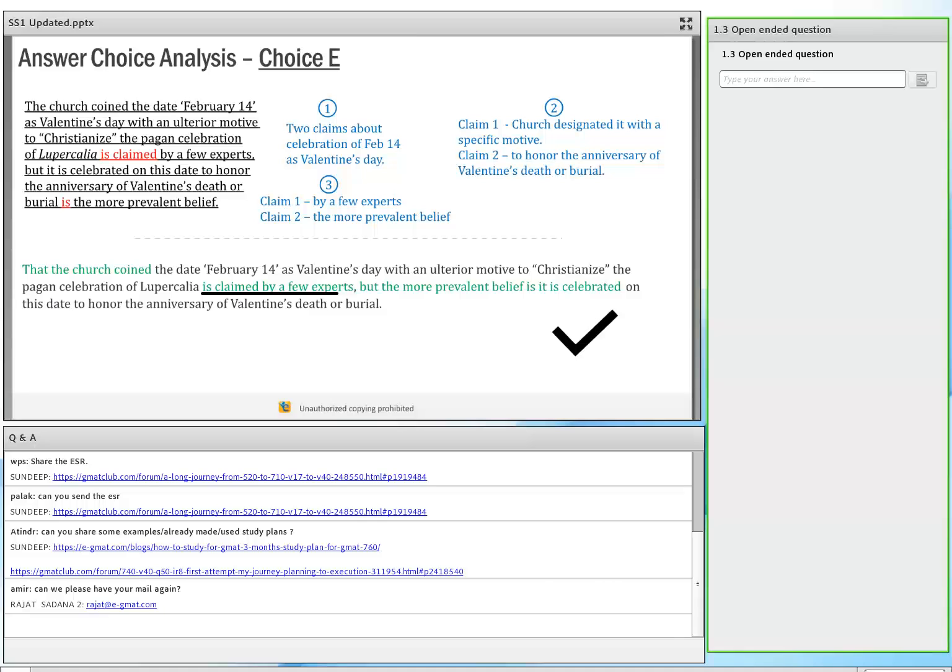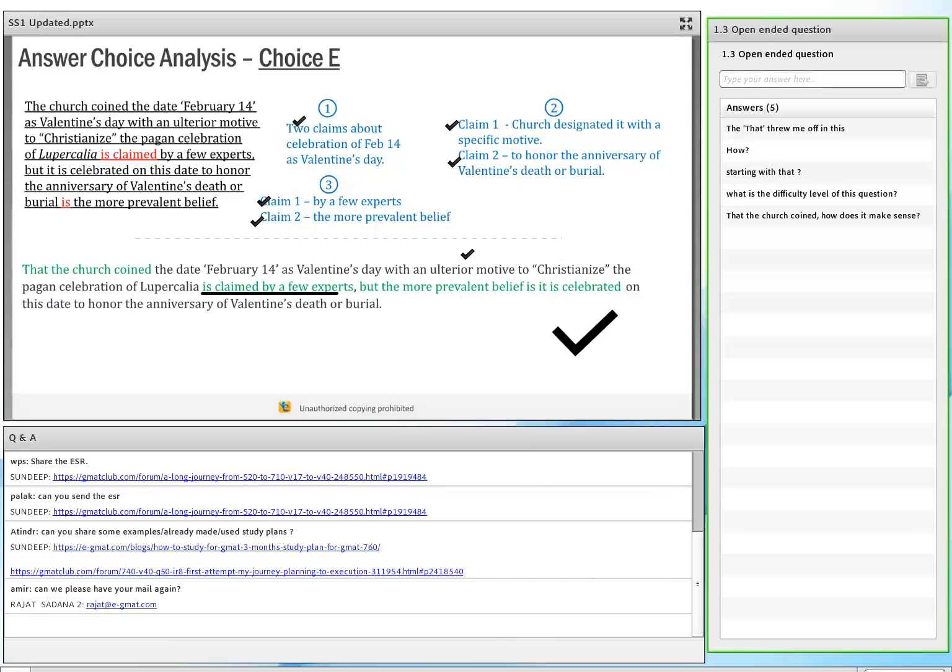So when you think about the two claims, those two claims are covered over here. Claim 1 is by a few experts, claim 2 is the more prevalent belief. And claim 1 is designated by the church with an ulterior motive, that is done over there, and claim 2 is there as well. So yes, as some of you are saying, that threw you off. Why should it throw you off? Because you think GMAT sentence correction is about elegant construction. No, it isn't. It is about meaning.